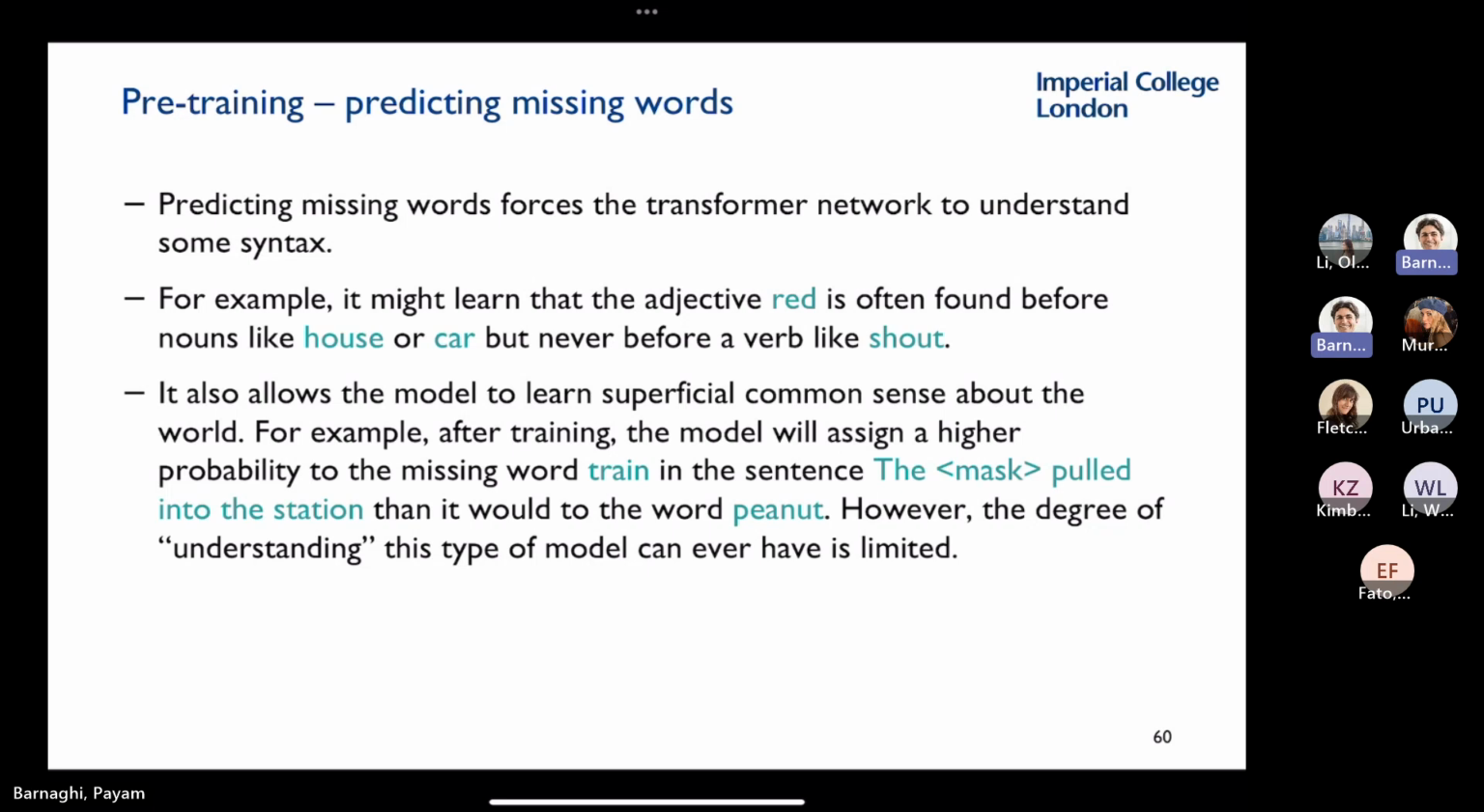Before I go to the problem, if you're trying to predict the missing words, you will say, for example, red always appears with house and car, but never appears with shout. With self-attention and all this training process, that's what the model lacks. The input to the model will be something like this: you mask the input and let the model predict the word. Each time you mask one of the words.